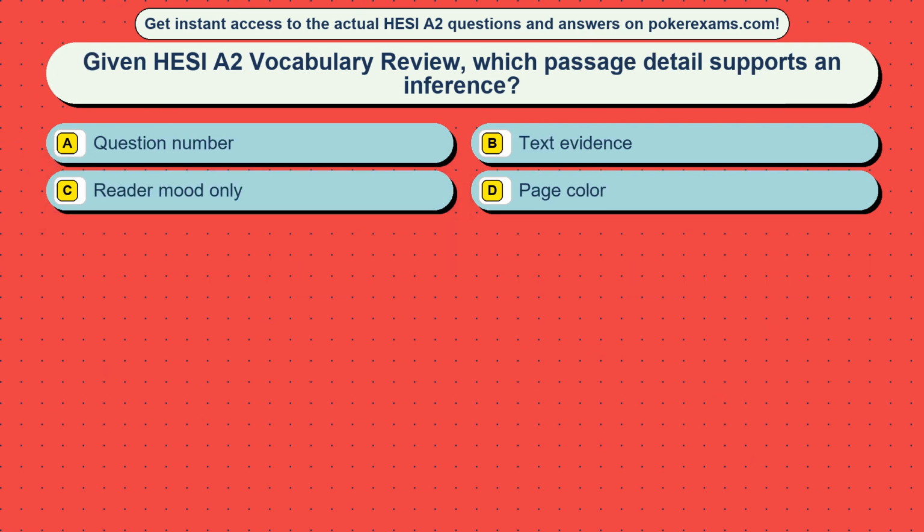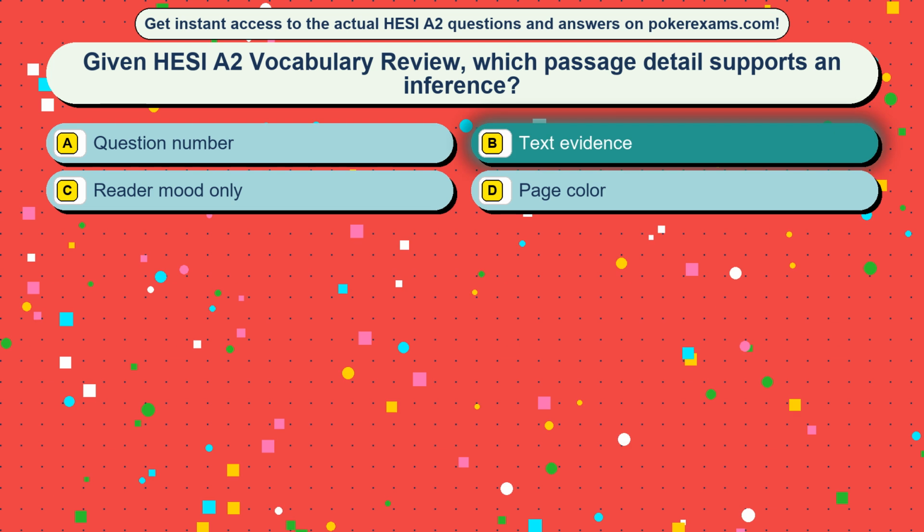Question 8. Given HESI A2 Vocabulary Review, which passage detail supports an inference? Option A, question number. Option B, text evidence. Option C, reader mood only. Option D, page color. The correct answer is option B, text evidence.